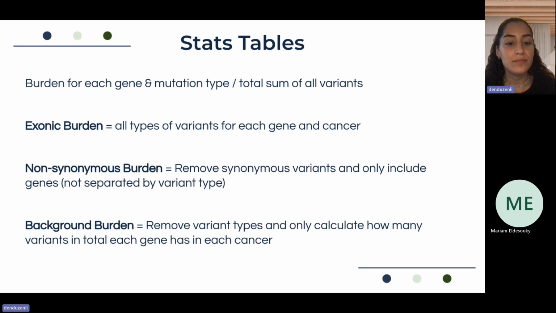And then finally, we have background burden. So this removes the variant types, just like the non-synonymous burden, and only calculates how many variants in total each gene has in each cancer. So this is the more broad one, not as detailed as the other ones, but still provides some very useful information. So whichever equation you would want to use really depends on the research that you're doing and the questions that you would like answered.